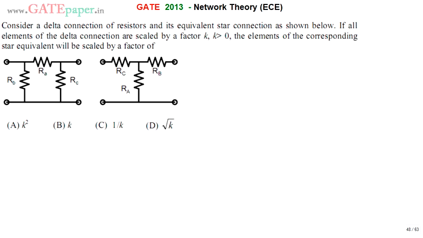Hello, we are discussing the GATE 2013 ECE paper. Look at the diagrams. There, one is a delta connection of resistors, the other is the equivalent star connection of resistors.